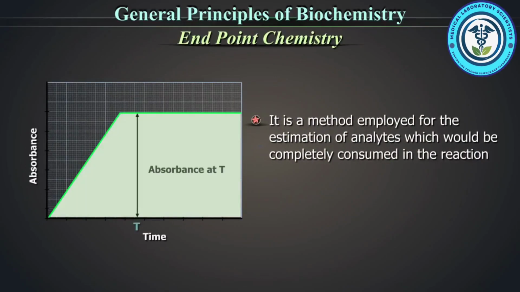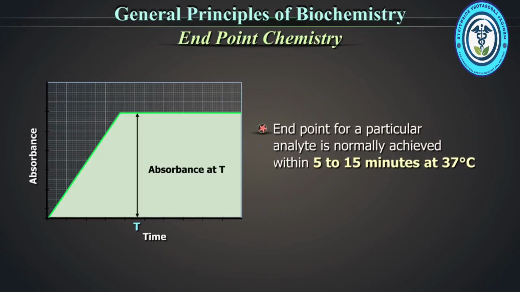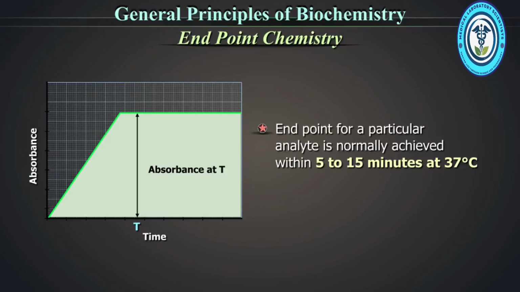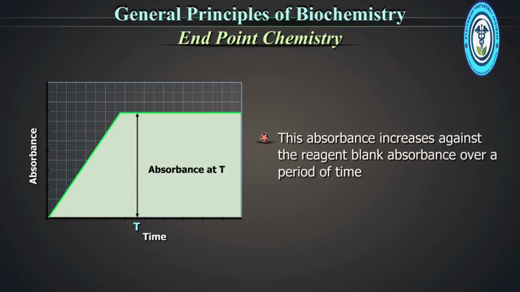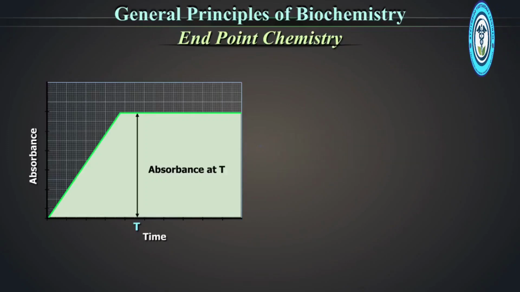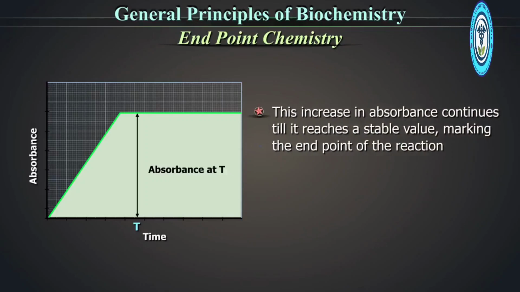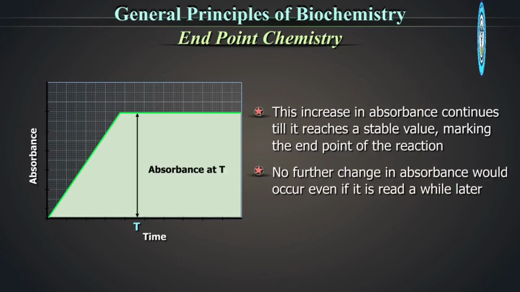Endpoint chemistry is a method employed for the estimation of analytes which would be completely consumed in the reaction. The endpoint for a particular analyte is normally achieved within 5 to 15 minutes at 37 degrees Celsius. The absorbance increases against the reagent blank absorbance over a period of time. This increase in absorbance continues till it reaches a stable value, marking the endpoint of the reaction. No further change in absorbance would occur if it is read a while later.